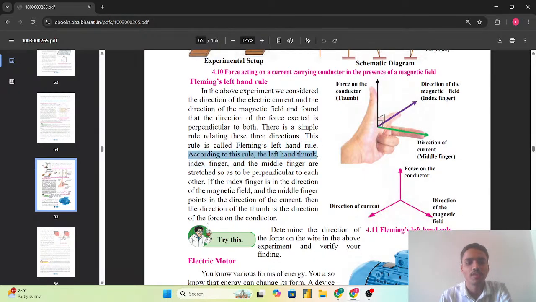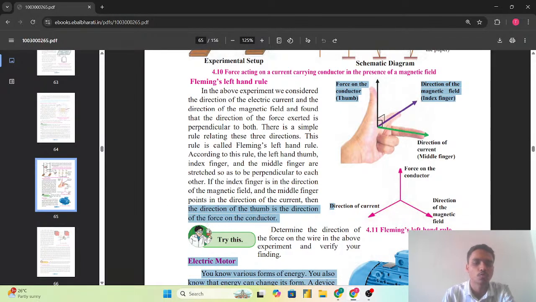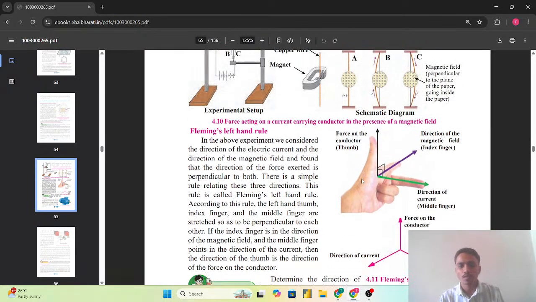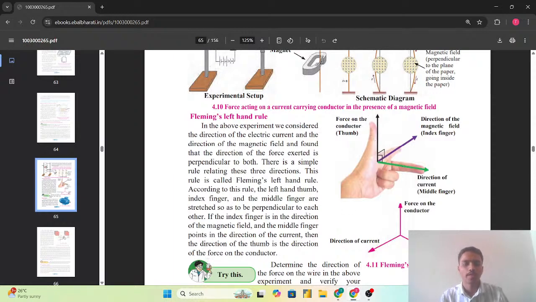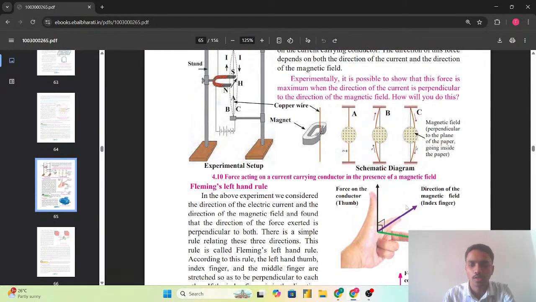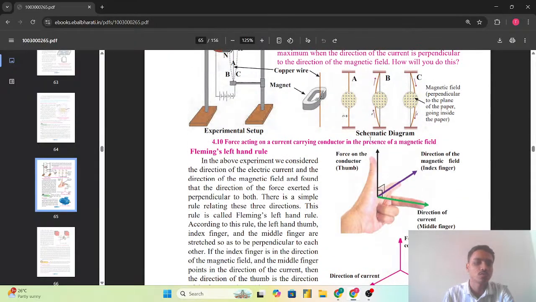According to this rule, the left hand thumb, index finger, and the middle finger are stretched so as to be perpendicular to each other. If the index finger is in the direction of the magnetic field and the middle finger points in the direction of the current, then the direction of the thumb is the direction of the force on the conductor. So according to this rule, we are able to see in which direction the force is acting on the current carrying conductor.